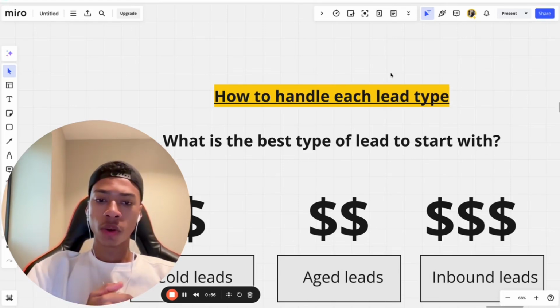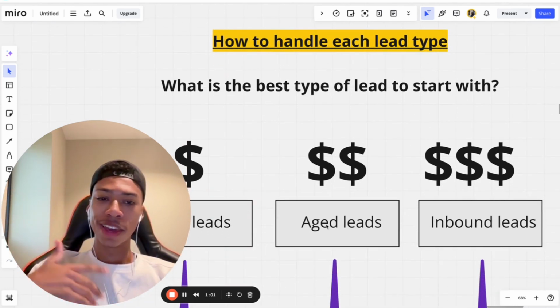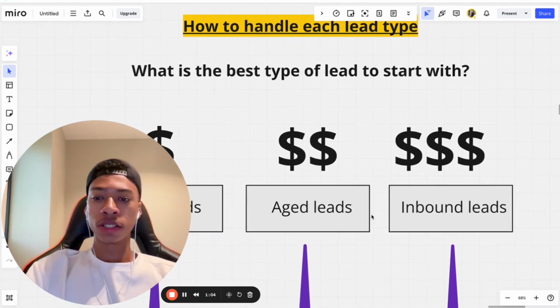If you're just starting out in solar, you're probably completely lost as to where you start. Do you go for cold leads? Do you go for aged leads? Do you go for inbound leads? Where do you start with all this stuff?